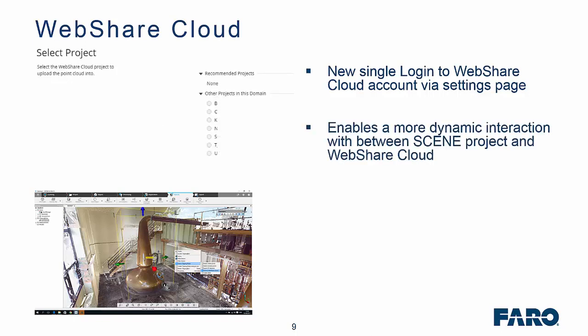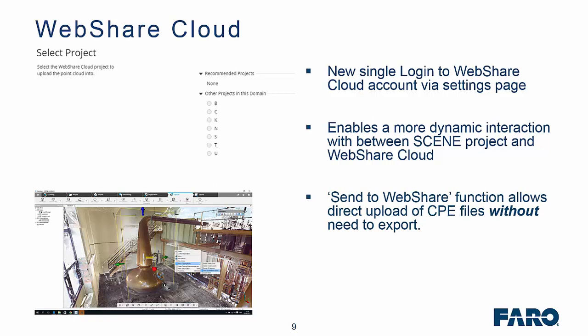It also enables a more dynamic interaction between the two systems, because as we publish a new piece of information, we can actually choose which project on the domain to put it into. Also, if you're working on a project where you've got an existing project on WebShare Cloud, it will come up in the recommended project section at the top. Otherwise, you just pick another project of your choice and send that information directly to the cloud.